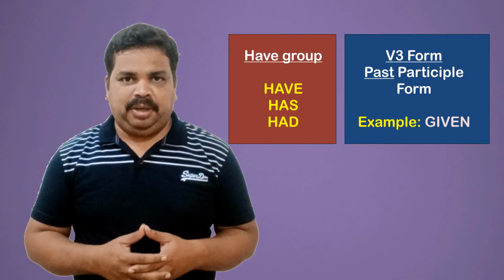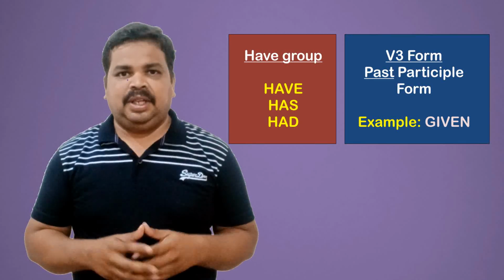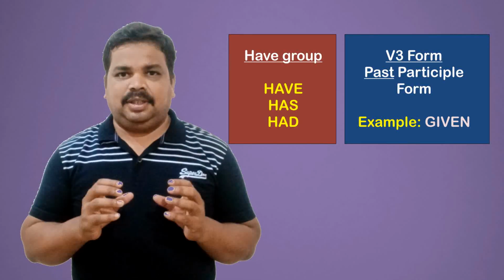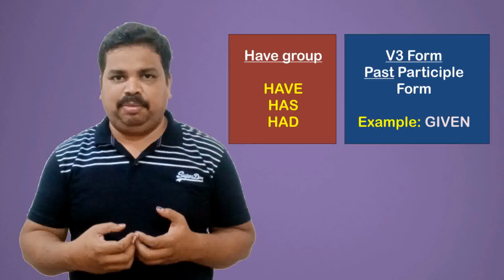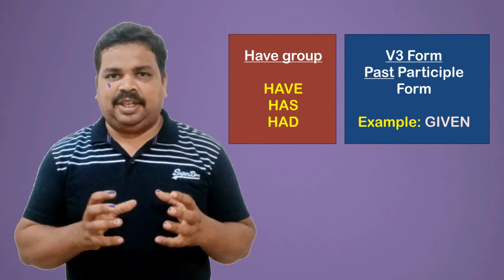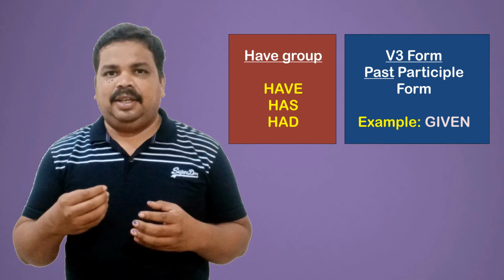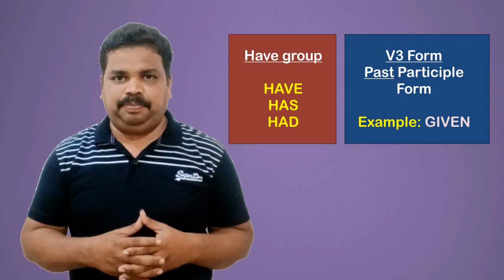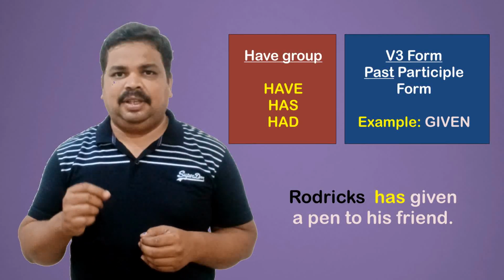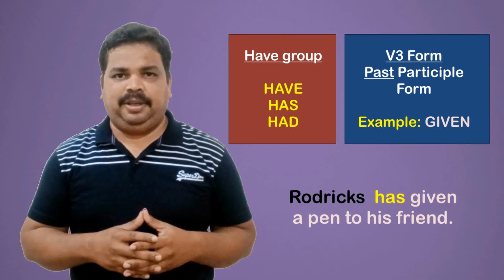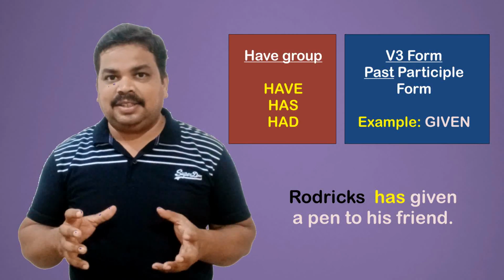Why do we use this combination? To indicate what? This have group of auxiliary verbs is used with V3 forms to specify an action that is complete and indicating that another action will follow. For example, I can just say, Rodriguez has given a pen to his friend. Rodriguez has given a pen.